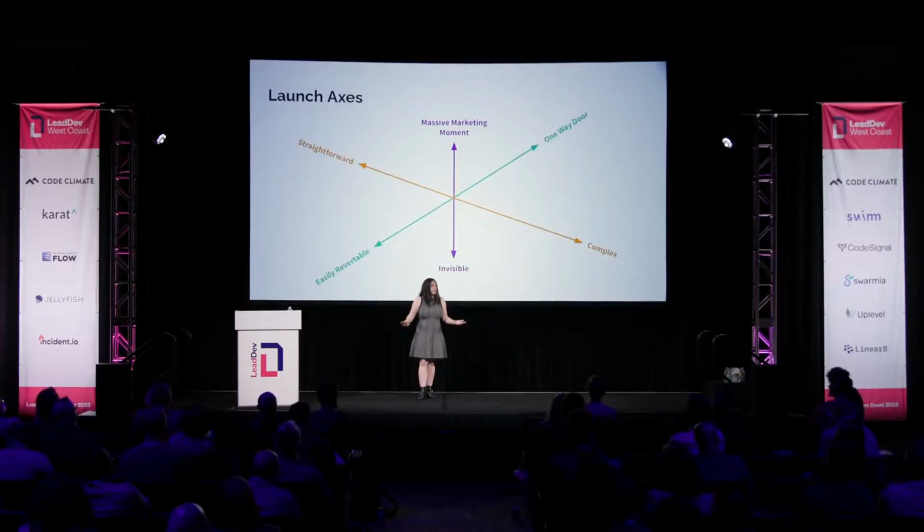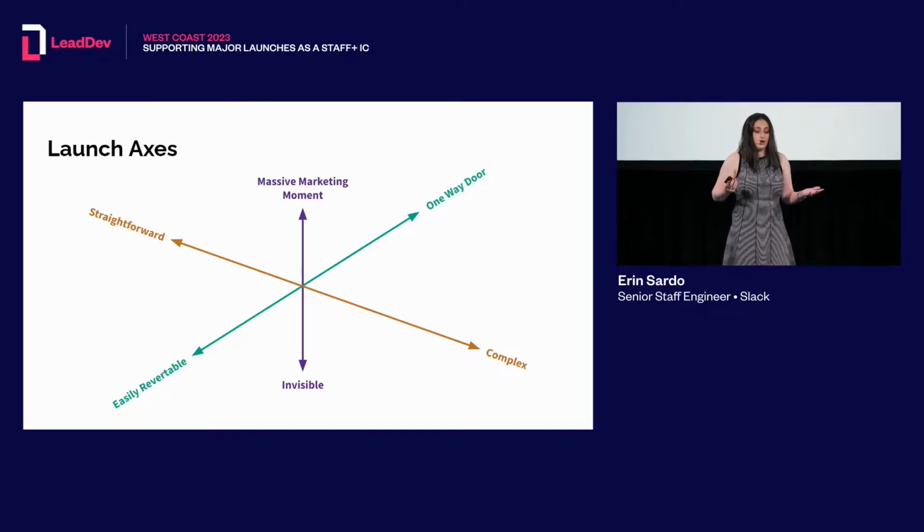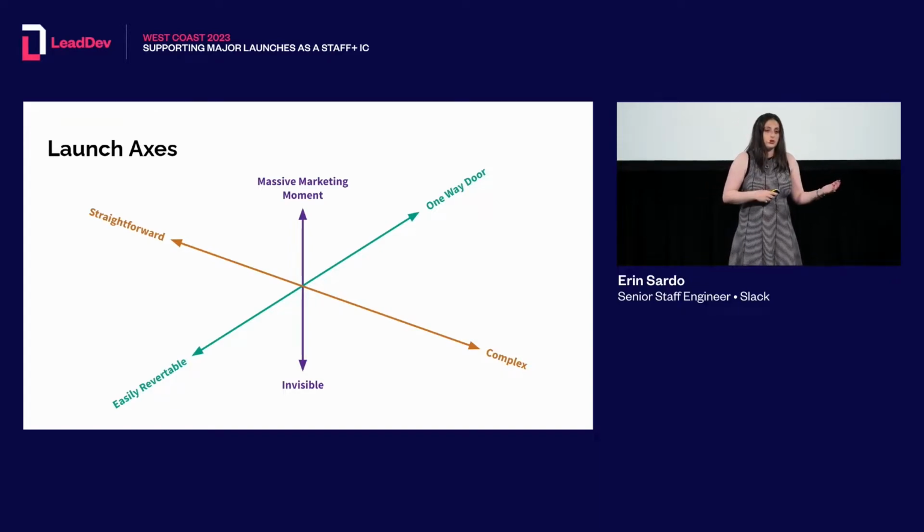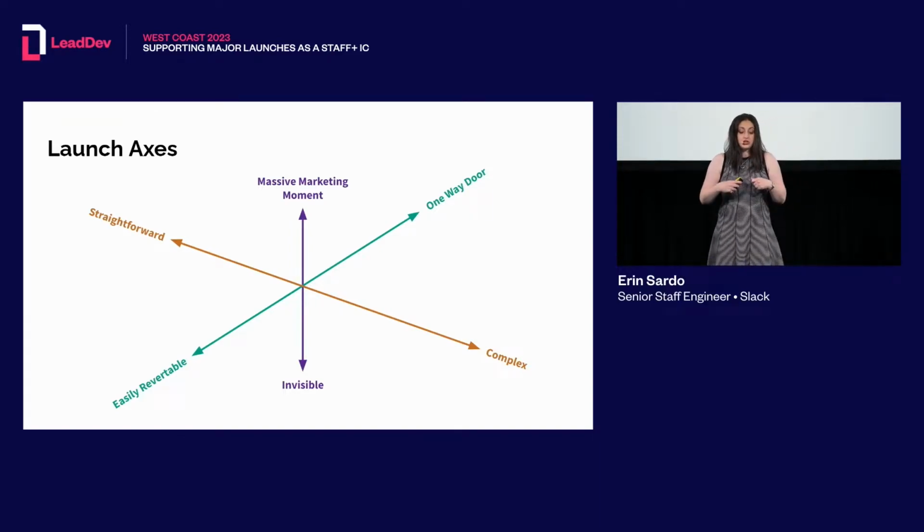So when I break down a launch in terms of importance and complexity, these are the axes I think about. There is the visibility axis on this purple y-axis here. Is there a massive marketing moment? Is this invisible? There's two ranges there. There is the complexity axis on the orange x-axis there. Is this straightforward? Is this complex to roll out? And there's the reverberability component on the green z-axis. Is this a one-way door? That changes a lot of your calculations.